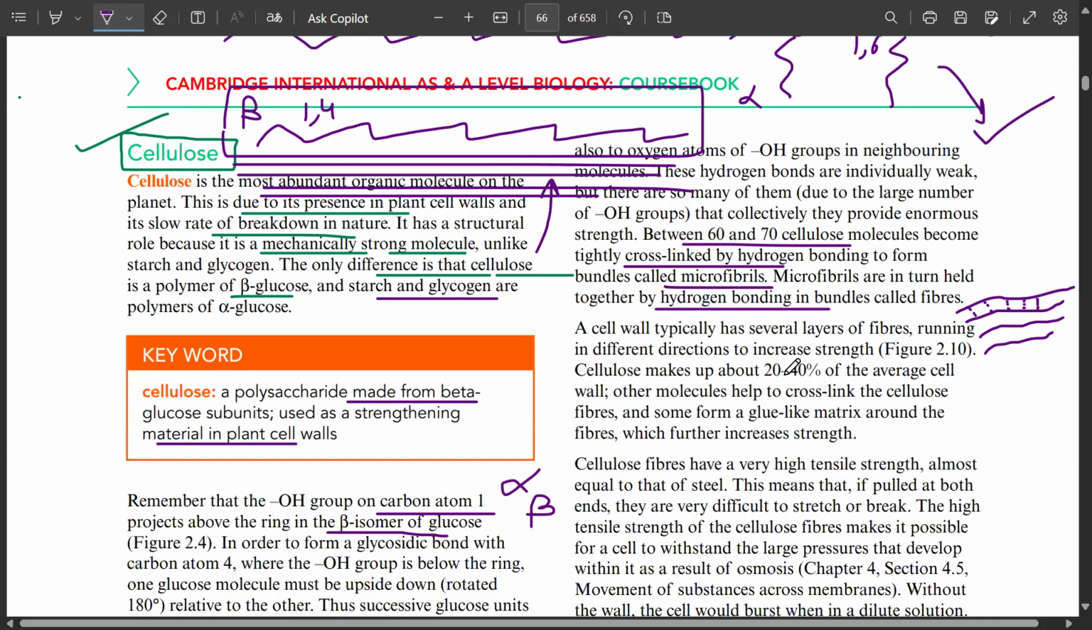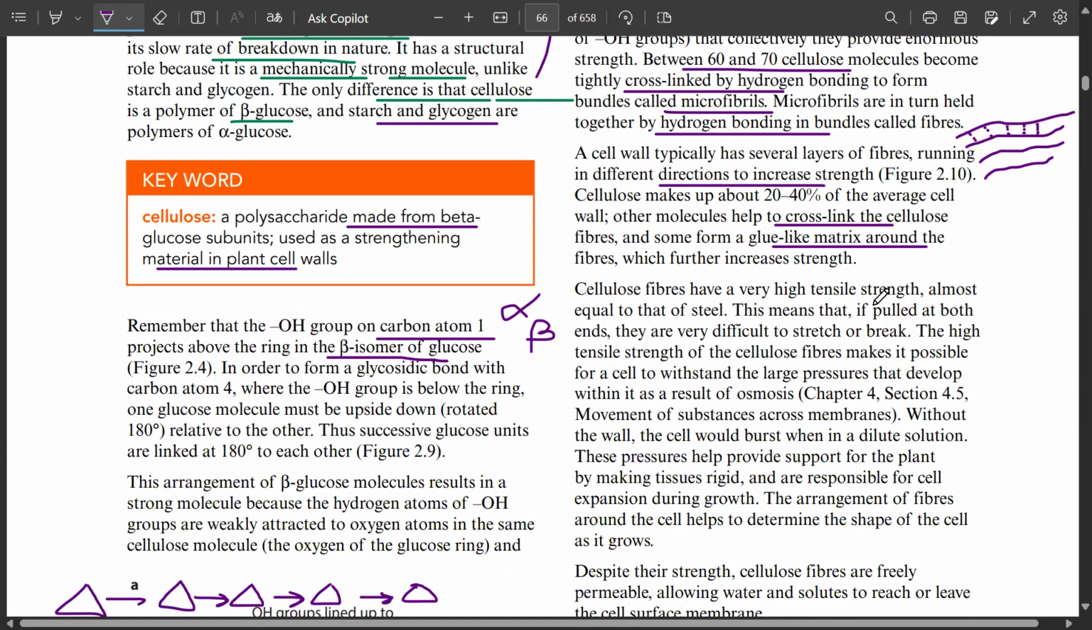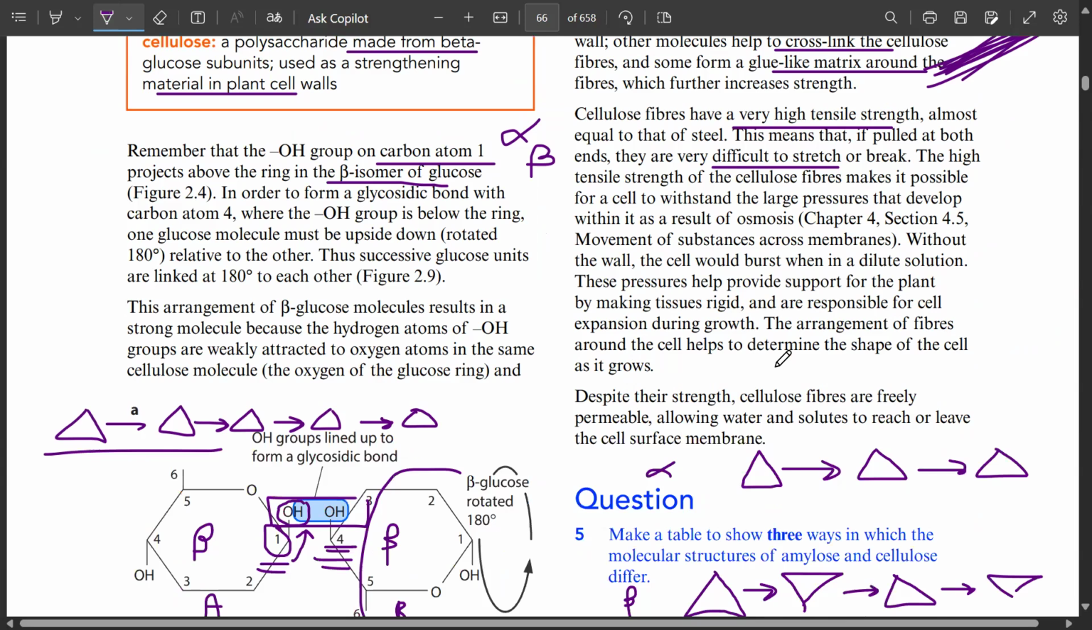A cell wall typically has layers of fibers running in different directions to increase the strength. Cellulose makes up 20 to 40% of the average cell wall. Other molecules help to cross-link the cellulose fibers and some of them form a glue-like matrix around the fibers as well. Cellulose fibers have a very high tensile strength, almost equal to that of steel, because a lot of these beta glucose chains, when they interact together, form a very thick structure. And if pulled at both ends, you cannot break or stretch cellulose. The high tensile strength of the cellulose fibers makes it possible for a cell to withstand the large pressures that develop within it as a result of osmosis.